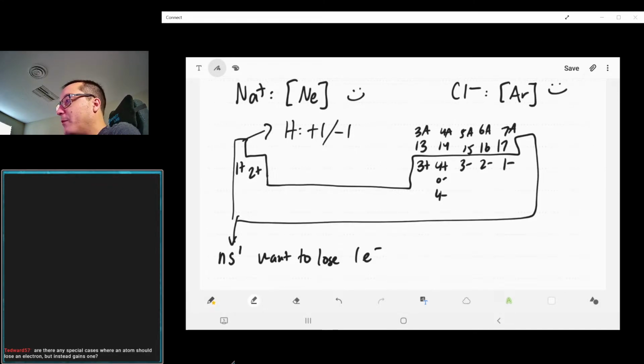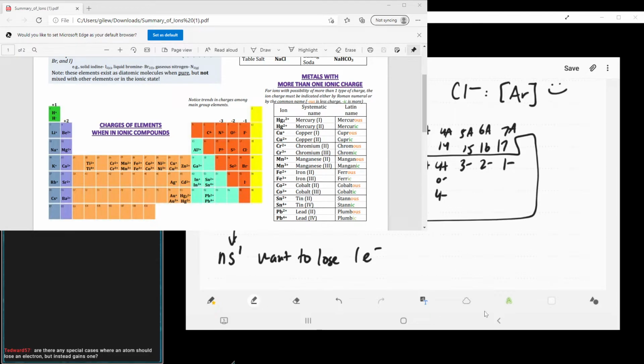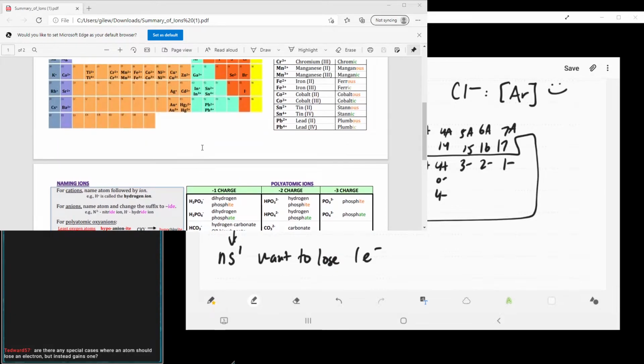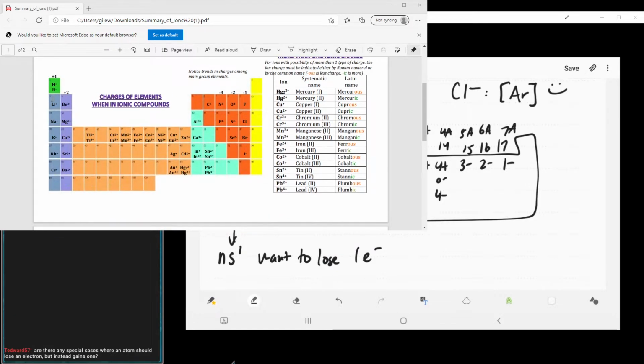I've also put up for you in Canvas as well as on Discord a little cheat sheet for us. Here, let's go ahead and show the cheat sheet. It's going to have a ton of information for this chapter and next chapter. Everything in our first group is going to have those +1 charges. Everything in the second group is going to have +2 charges. And then we have our +3s and then our negative 1s here.